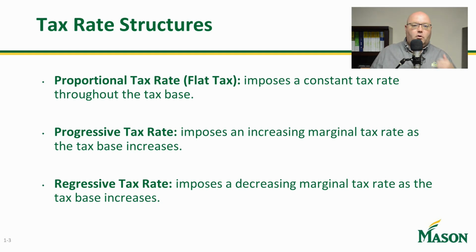I know most people know about the progressive tax rate because that's in the news all the time, but we actually have a system that does proportional tax rates and regressive tax rates. So what is a proportional rate? A proportional tax rate, sometimes referred to as a flat tax, imposes a constant tax rate throughout the tax base. Now you might say, hey, wait a minute, what kind of tax is going to be at a constant rate? A very good example is Medicare tax.